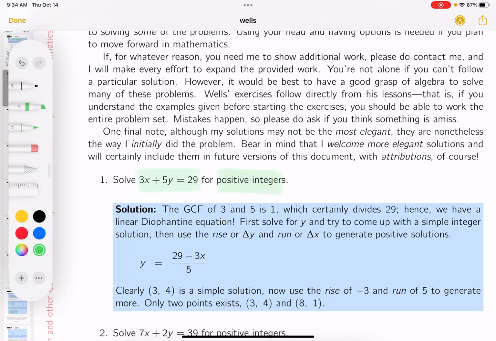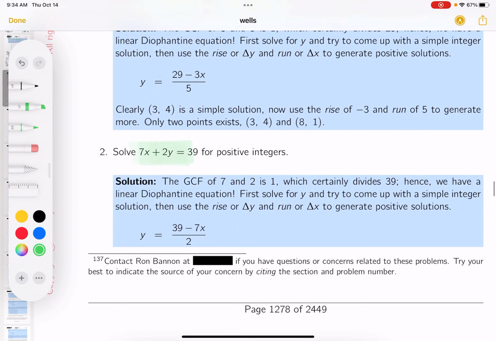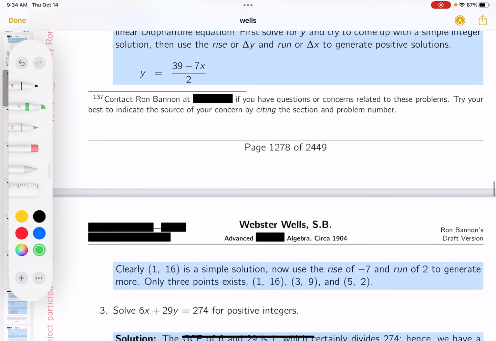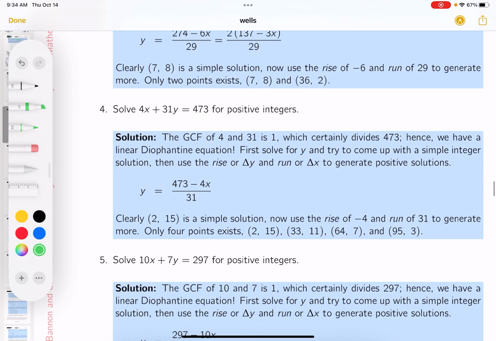That's a linear Diophantine equation. The GCF between 3 and 5 is 1. That certainly divides 29. And we do the same thing we did before. Right? Linear Diophantine. There'll be integer solutions, though. That's what I'm telling you. Linear Diophantine. The GCF between 6 and 29 is 1. Certainly divides 274. So forth and so on.